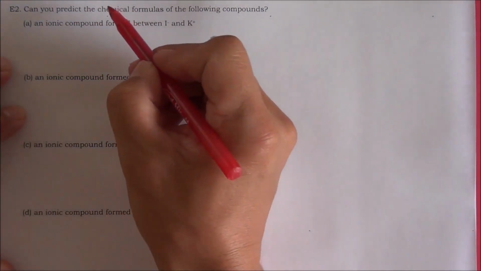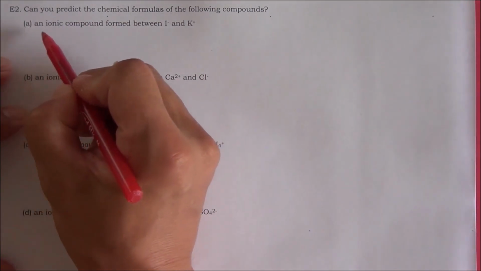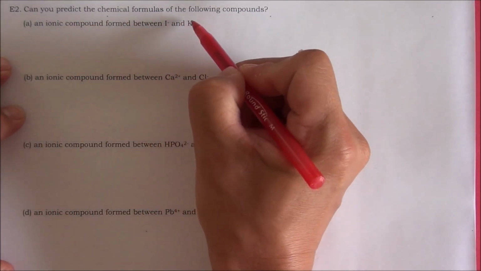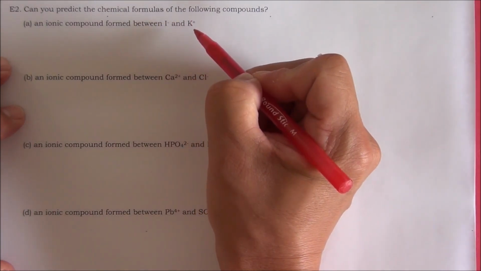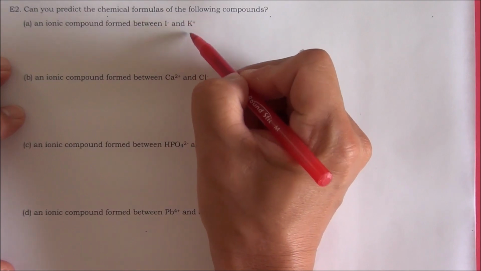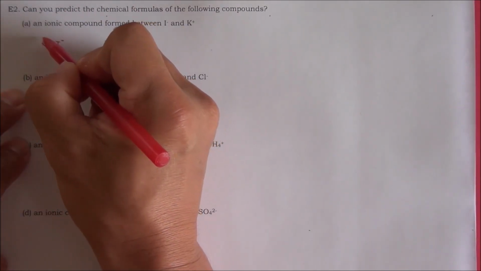Example 2. Can you predict the chemical formulas of the following compounds? A. An ionic compound formed between I- and K+. According to the rule, when we write down the chemical formula of the compound, we should put the cation in front of the anion. Then we need to switch the two numbers.